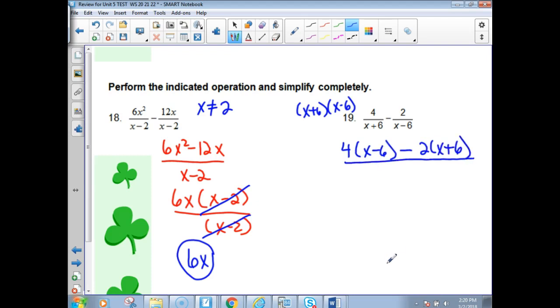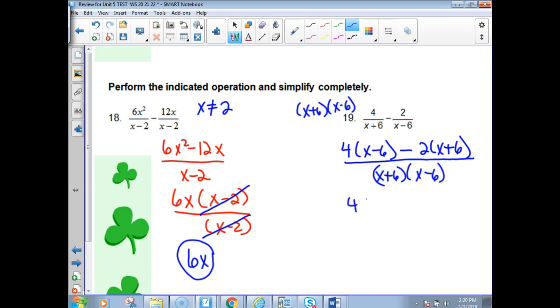Then all of those numerators are now going to get simplified and combined. The denominator will be x plus 6 times x minus 6. Do not start crossing stuff out. You can't do that. You just did it to them. You don't want to cross out anything.